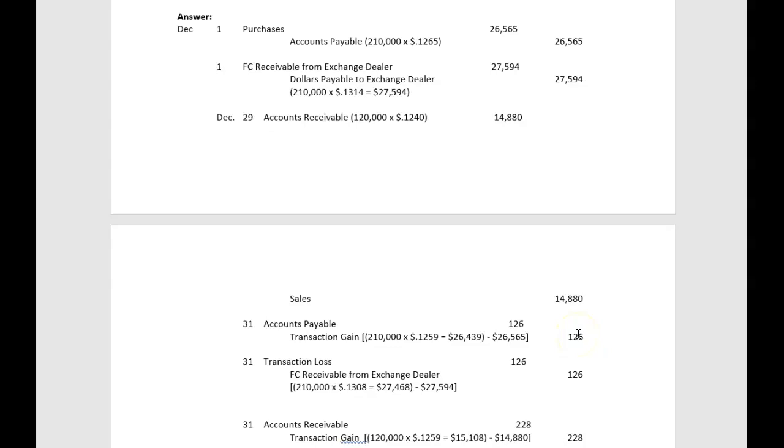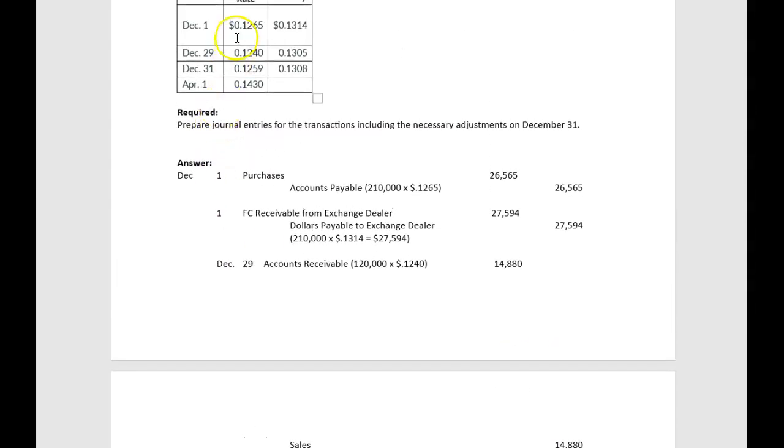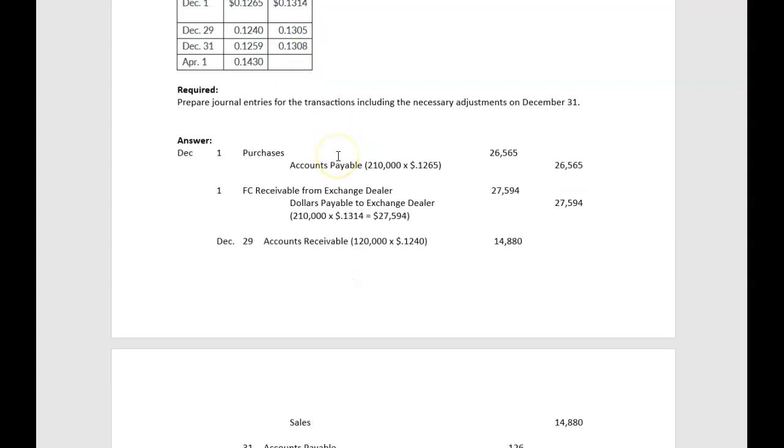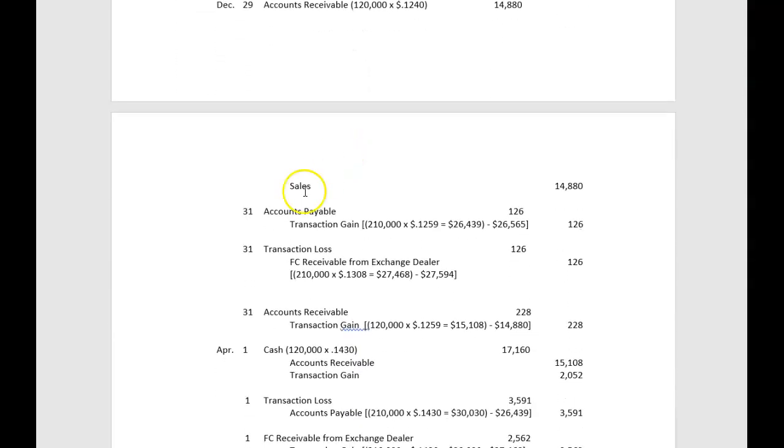On the other side, the forward contract receivable, and what happened to that is we had the 0.1314 as of December 1st. Now it's dropped to 0.1308. So for us, that is a loss. And doing the math, you come up with 126, and it offsets the gain on the payable, but that's not necessarily always going to be the case, right?